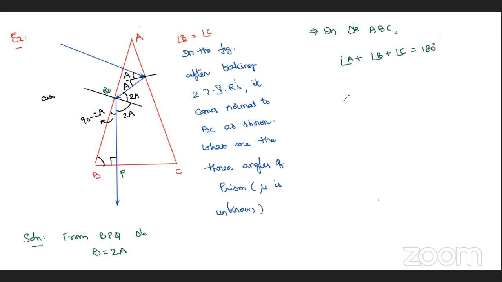Now angle B equals angle C means 2A plus 2A plus A, 5A is equal to 180. That implies A is equal to 36 degrees. And you can say angle B is equal to angle C is equal to 2A, that is equal to 72 degrees.